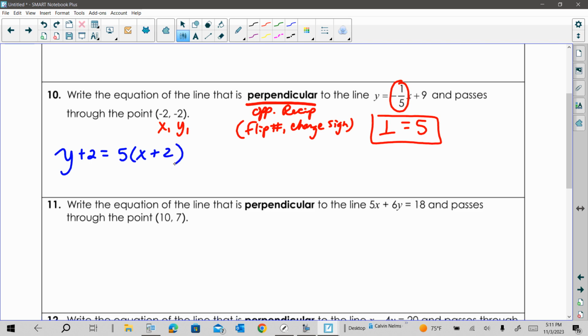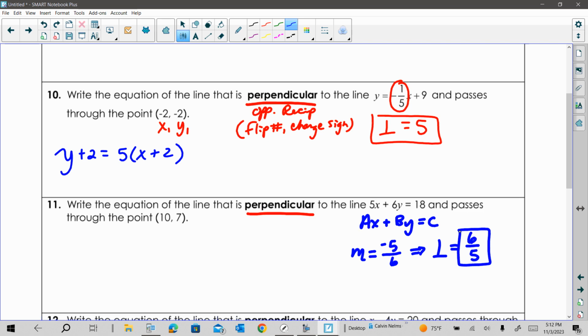Now, on a problem like 11 here, perpendicular again, this is in standard form, the ax plus by equals c. So to get the original slope, this would be negative 5 over 6. But the perpendicular slope is a flip and change the sign. So this is the slope we should be using in our point slope form.